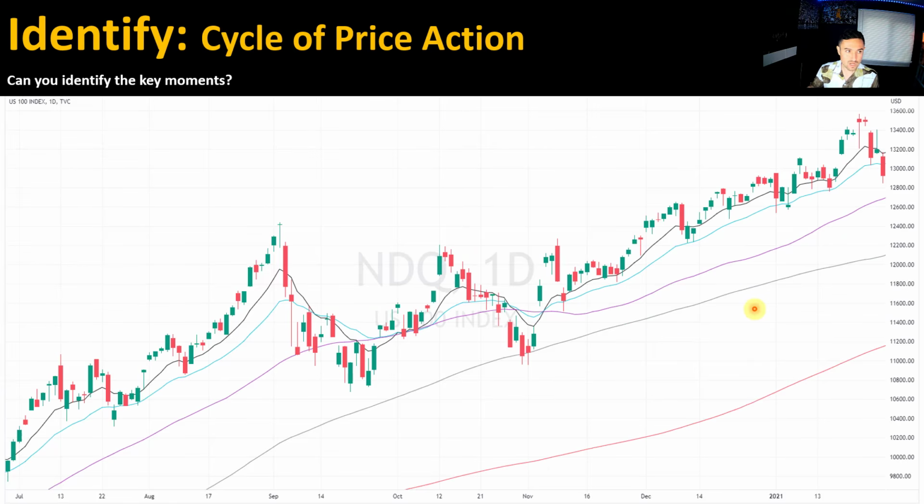So here we go. Can you identify the key moment? And again, you can print screen this, you can print it out, you can try and mark it, you can pause the video and go through it. So there's a lot of different key moments on this chart. So again, I want it to try and be engaging for you. If I involve you, I think you are going to learn much better. So can you identify for the cycle of price action, the key moments on this chart?